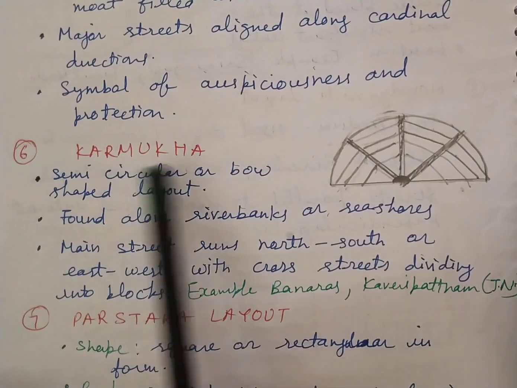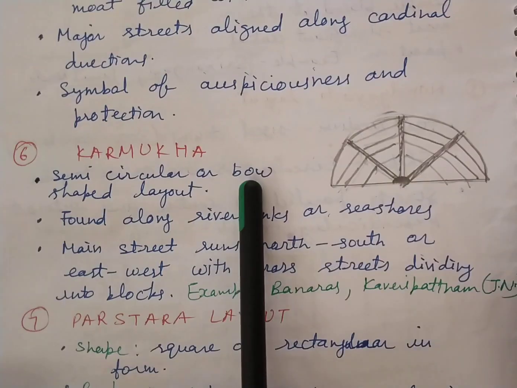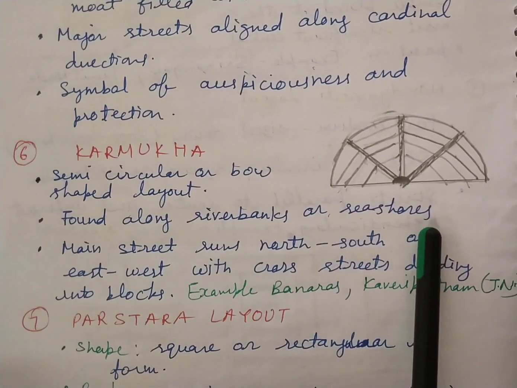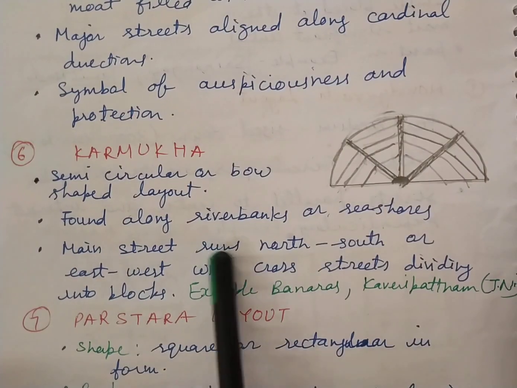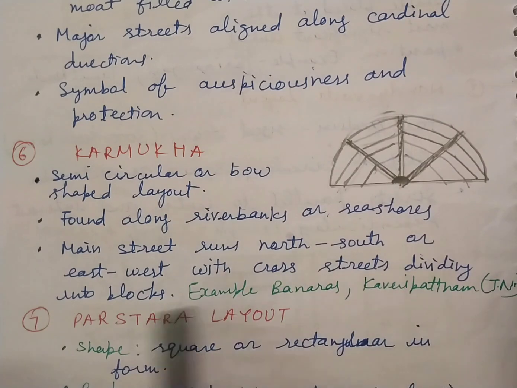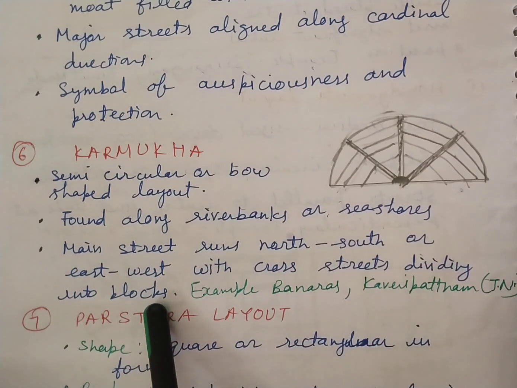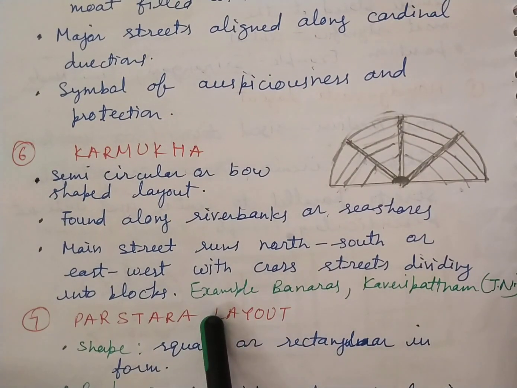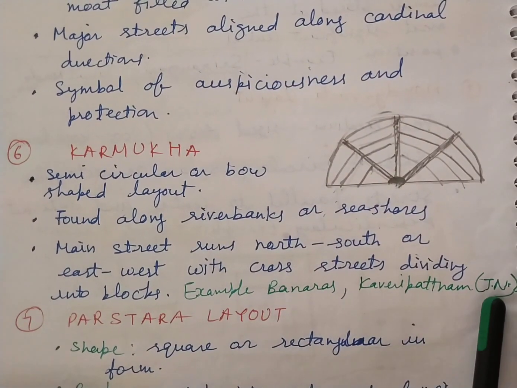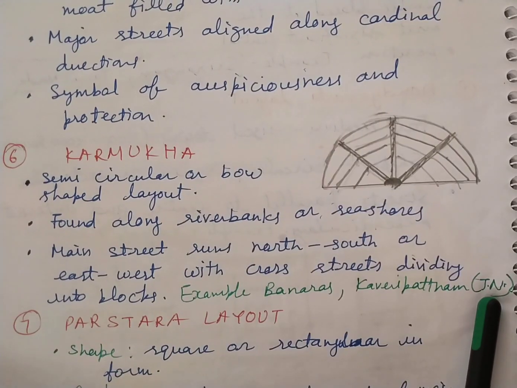Next is Karmukha. This is semicircular or bow-shaped layout found along river banks or seashores. Main street runs north-south or east-west with cross streets dividing into blocks. Example, Banaras and Kaveripatnam, that is in Tamil Nadu.